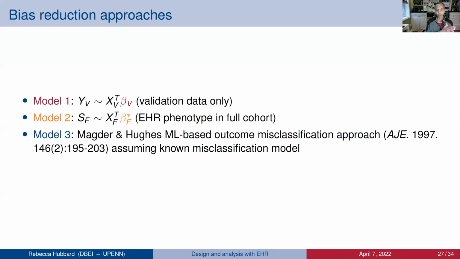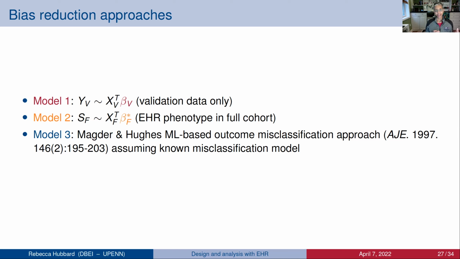If we're very excited about real world data, we trust our surrogate, we think it's really high quality and we're not too worried about this misclassification stuff, we could look at the relationship between S and X in the full sample. So the subscript F here is denoting full sample. But the problem with that, of course, is that our phenotype is not actually perfect. So this is the high precision, but also potentially high bias setting.